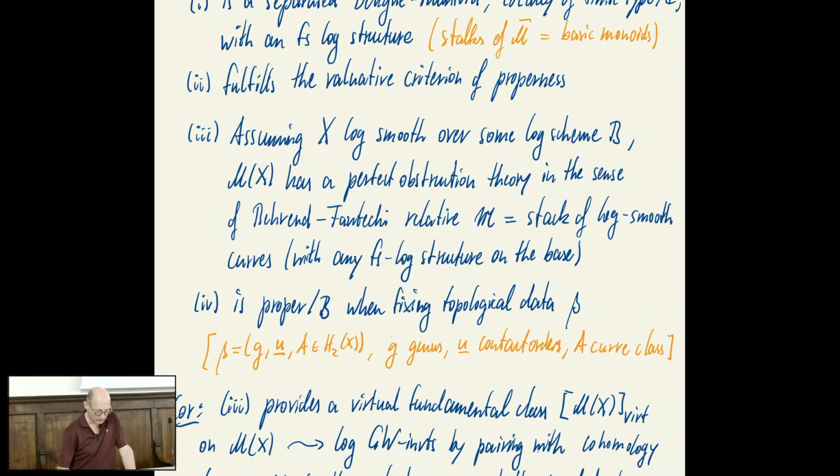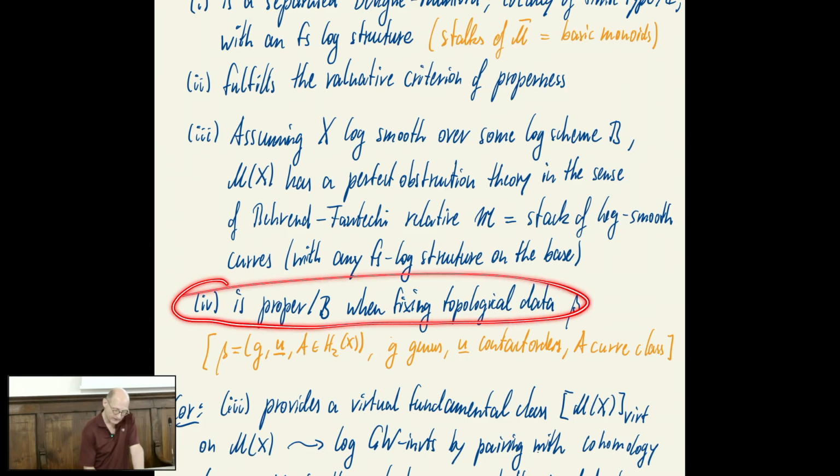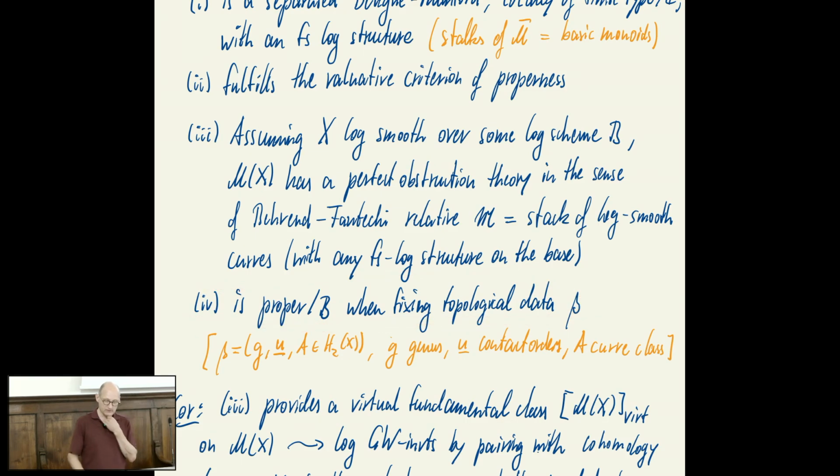And now, maybe I should say first, it is actually proper over B when we fix the topological data. Okay, I mean, the valuative criterion of properness plus locally of finite type still doesn't imply proper, right? You need some boundedness, and that's true when you fix the topological data, the genus, the homology class, or something else you want to fix, and then you get something proper over B.